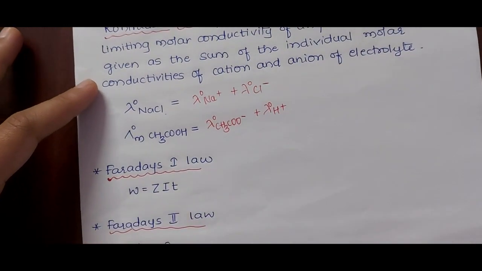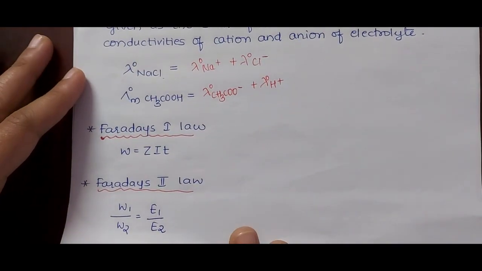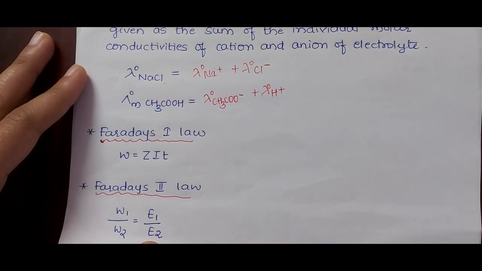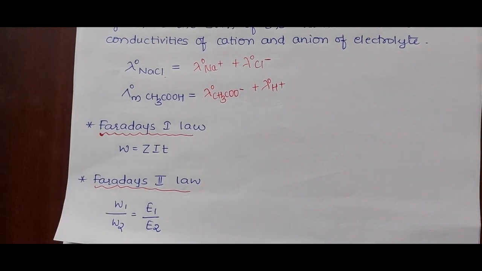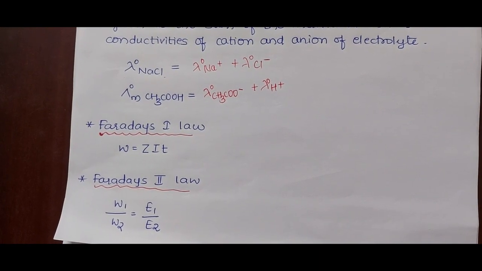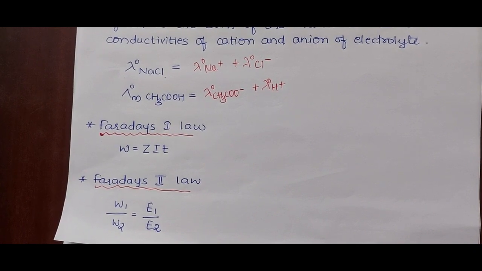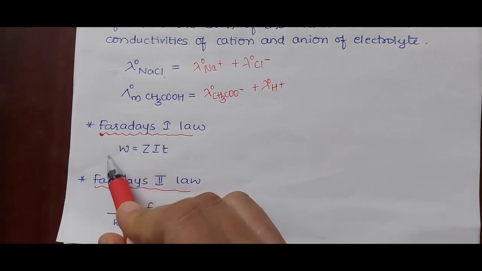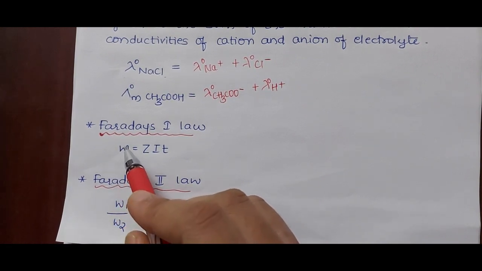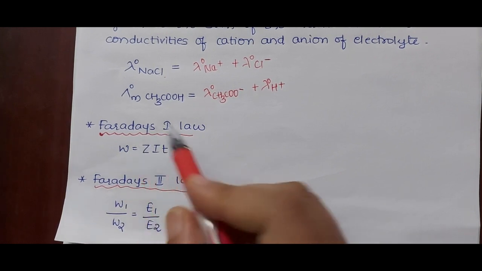Then next, Faraday's first law. There are two laws of electrolysis, Faraday's first law and Faraday's second law. The statement of Faraday's first law is: the amount of chemical reaction which occurs at any electrode during electrolysis by a current is proportional to the quantity of electricity passed through the electrolyte. So whatever the amount of reaction occurring, it is either the amount of substance deposited onto the electrode or the amount of substance liberated from the electrode, and it is directly proportional.